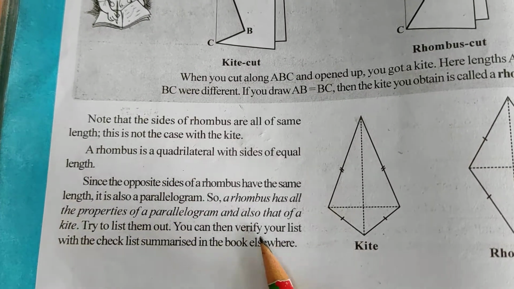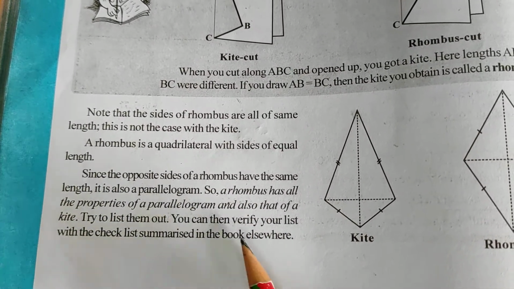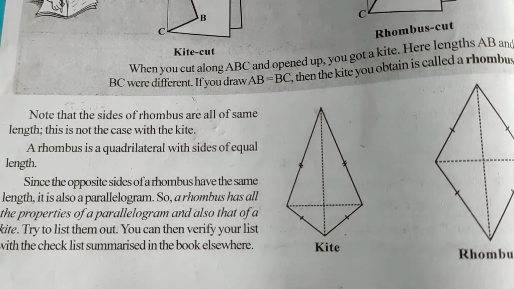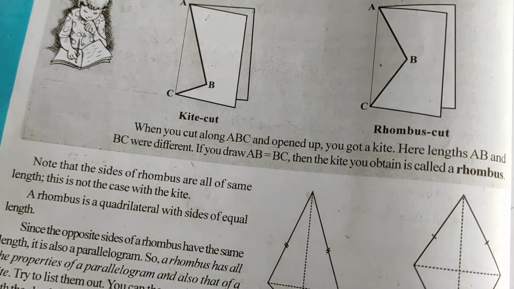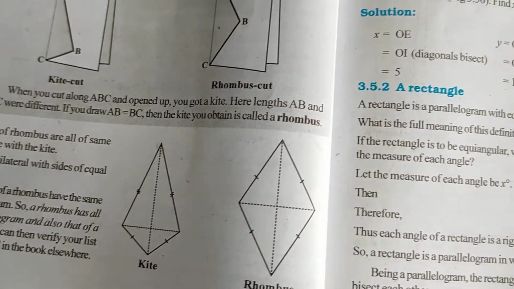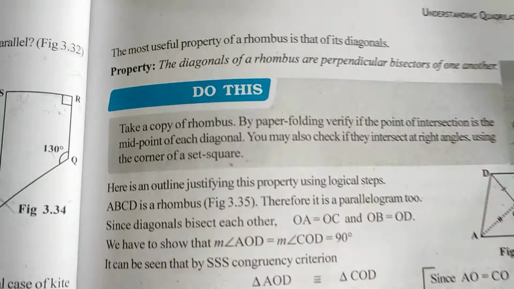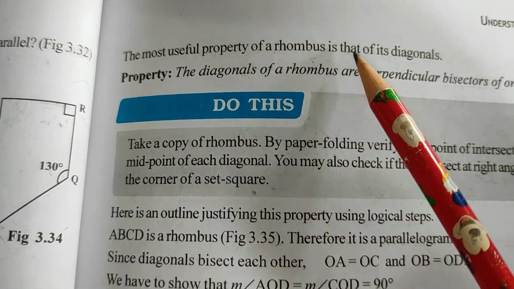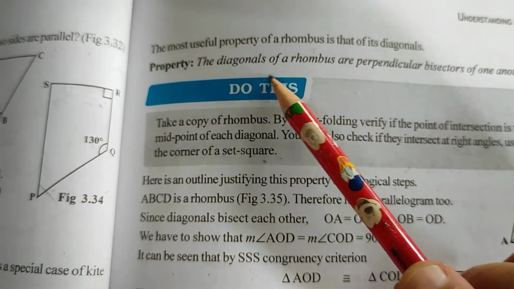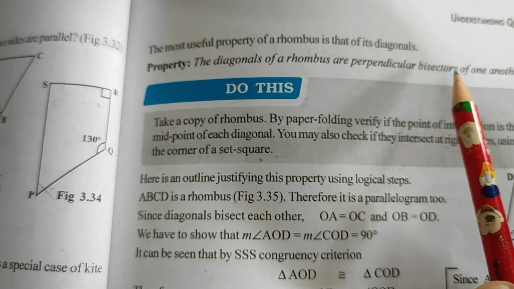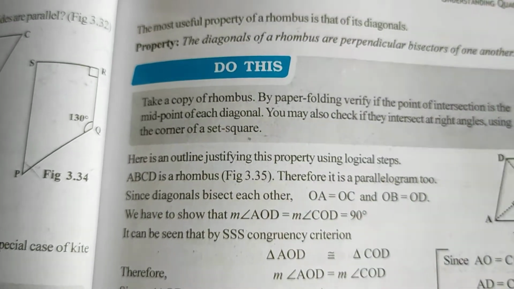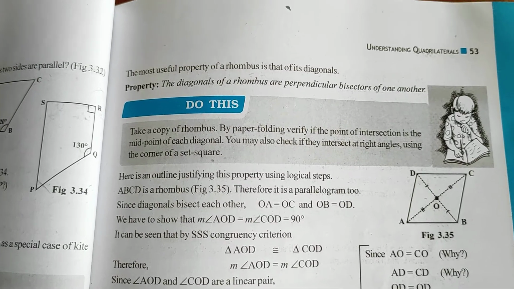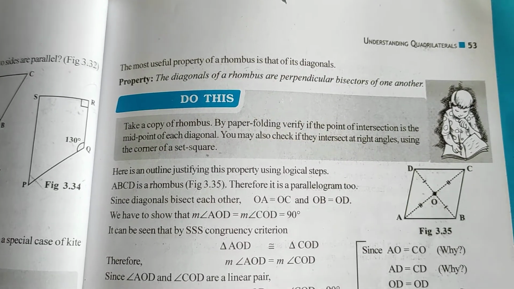You can then verify your list with the checklist summarized in the book elsewhere. Okay, so what is the similarity? Similarities in a rhombus and parallelogram. The most useful property of a rhombus is that of its diagonals. The diagonals of a rhombus are perpendicular bisectors of one another. That means diagonals intersect each other at 90 degrees.